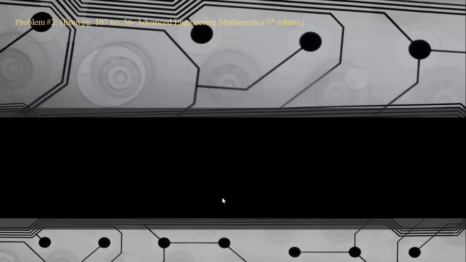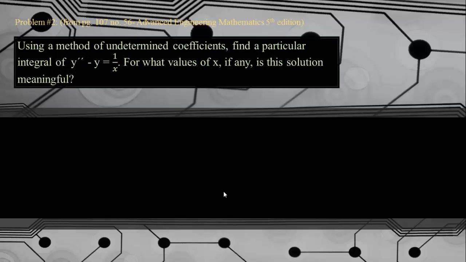Okay, we have a number 2 problem here. Using the method of undetermined coefficients, find a particular integral of y double prime minus y is equal to 1 over x. For what values of x, if any, is this solution meaningful? We have the equation y double prime minus y is equal to 1 over x.